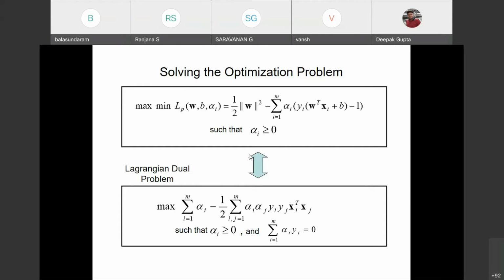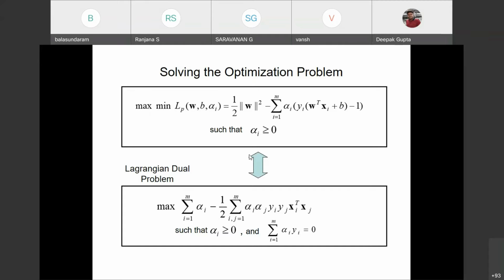So basically you have m plus 1 constraints, where m are non-negativity constraints and one is an equality constraint. And you can see that the objective function, the function which we are maximizing, is summation of alpha i minus 1 by 2 summation alpha i alpha j y i y j x i transpose x j. So this is the problem of determining the values of alpha.